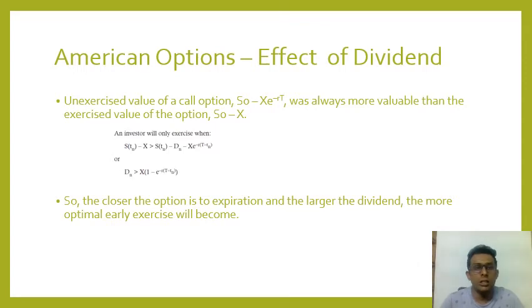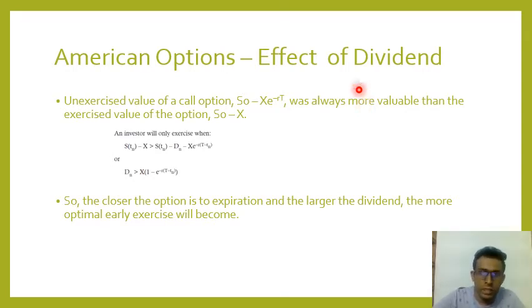So coming to American options, let me explain. The unexercised value of a call option is given by S0 minus X into e raised to the power of minus RT. S0 is the stock price now and X is the strike price. We bring the strike price back to now by using the risk-free rate and time, which gives us X into e raised to minus RT, and that will be the value of the call.